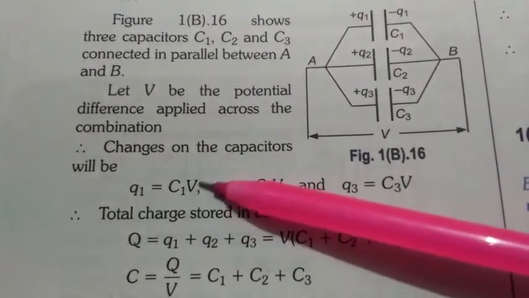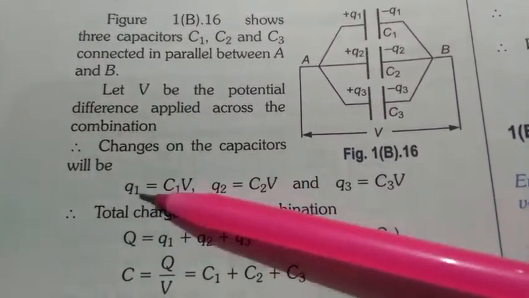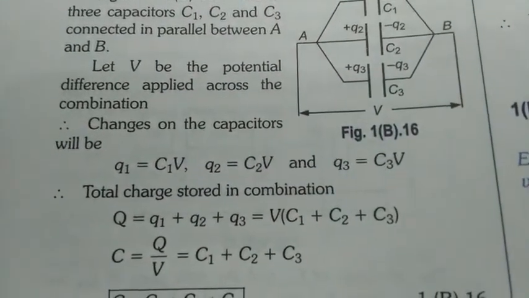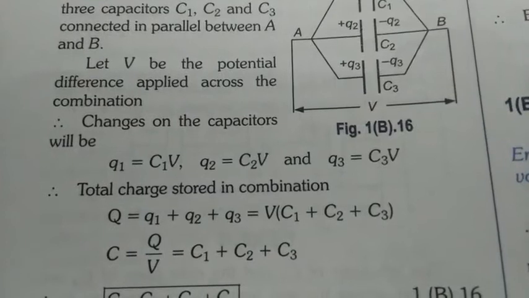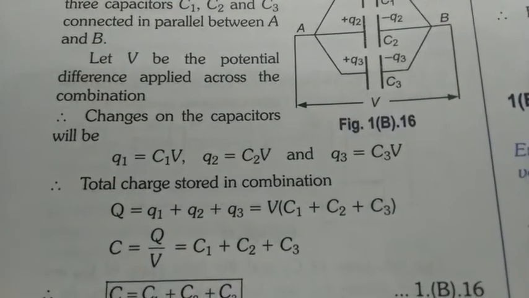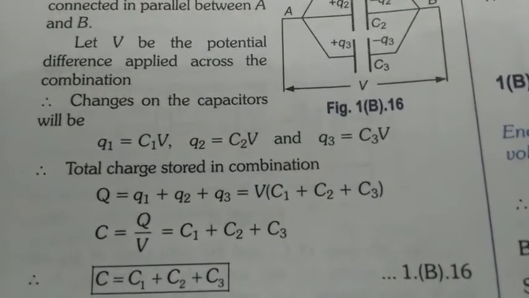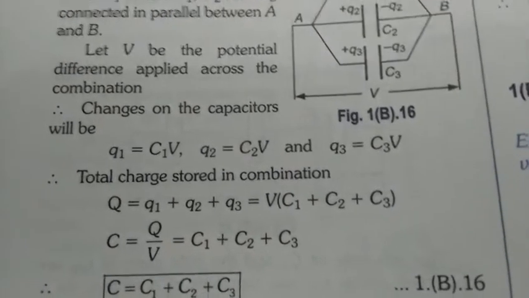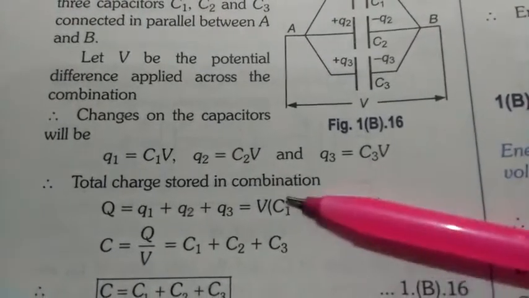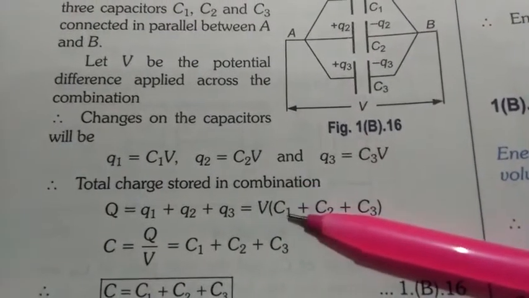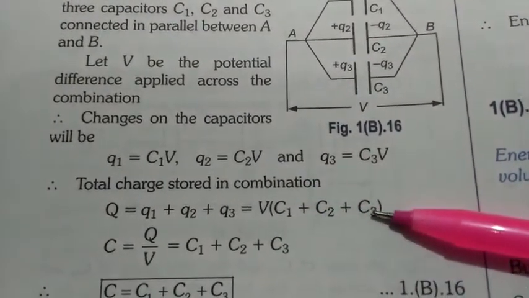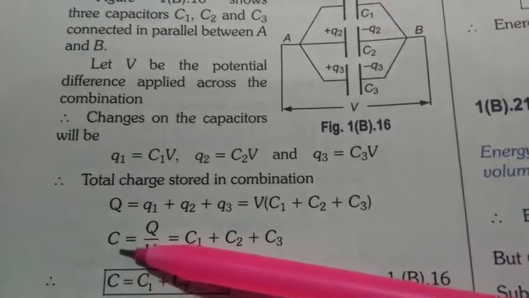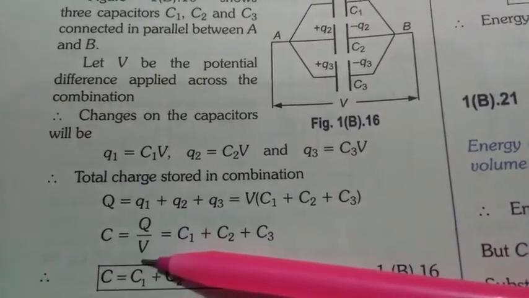Q1 equals C1V. This is the charge on capacitor C1. For capacitor C2 we have Q2 equals C2V, and for capacitor C3 we have Q3 equals C3V. And the total charge stored in the combination, Q, equals Q1 plus Q2 plus Q3. When we put in the values, V will come out common, and in the bracket we have C1 plus C2 plus C3. Or we can simply write C equals Q upon V.